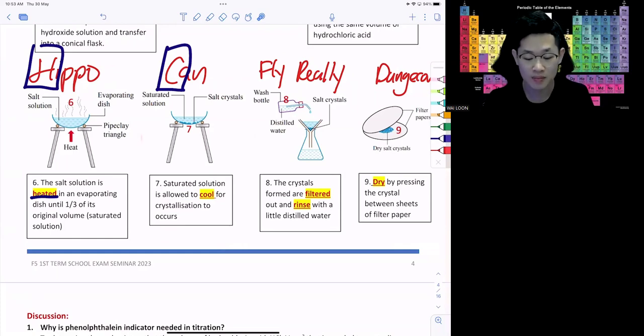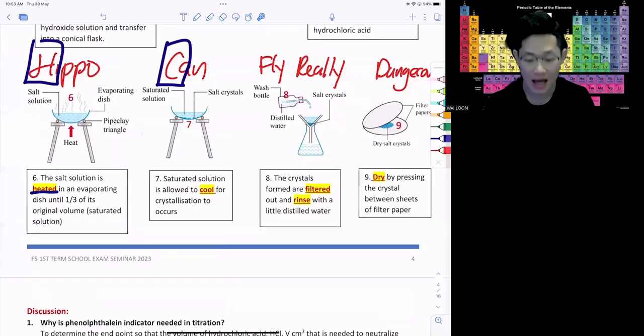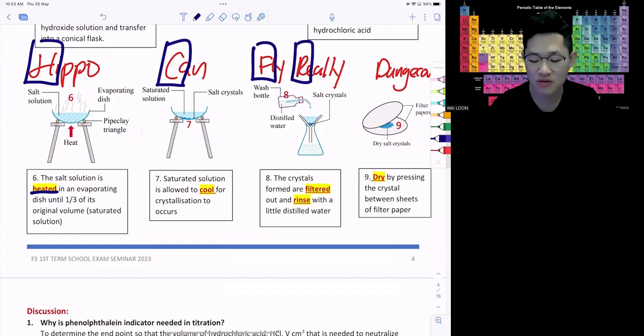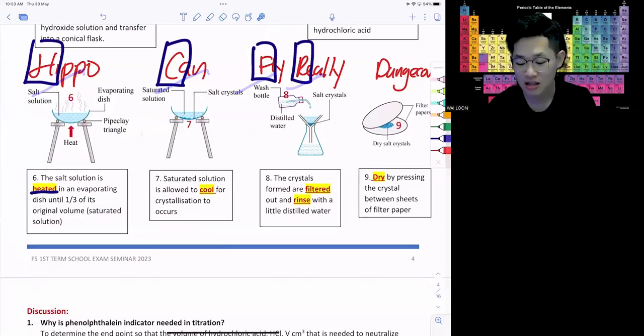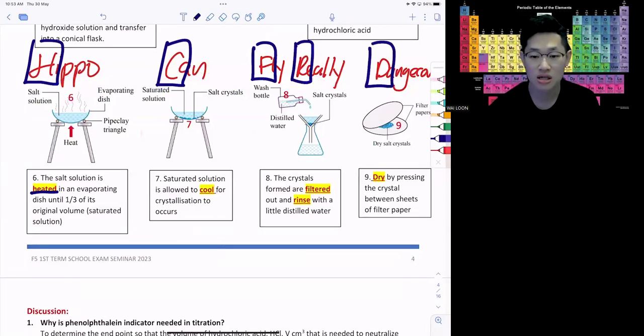Then we're going to filter the salt crystals out and rinse them with distilled water. So the crystals formed are filtered and rinsed with a little distilled water. Lastly, we dry the solid salt.